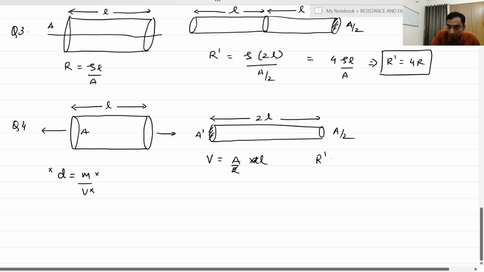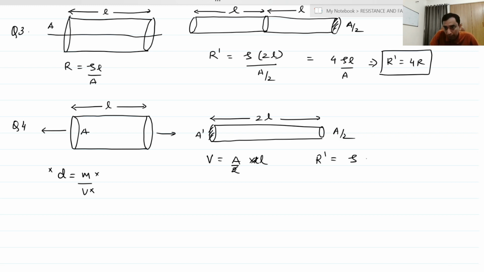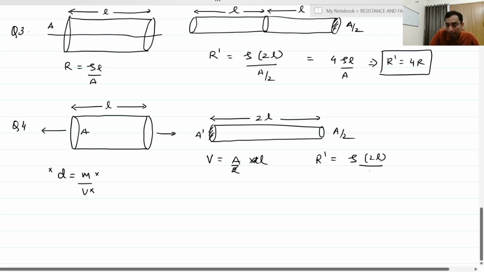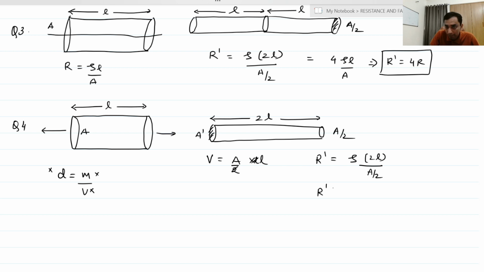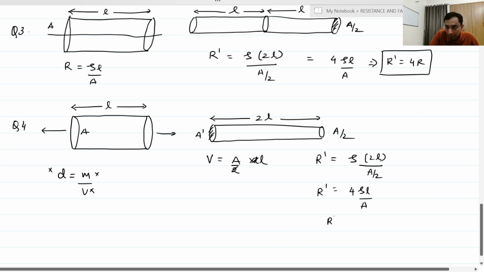Now let's find the new resistance R dash, that is equal to rho, no change in the material, so resistivity remains as it is. L, now we have 2L, and it will become A by 2. So R dash is equal to 4 rho L by A. So that means the resistance becomes 4R.